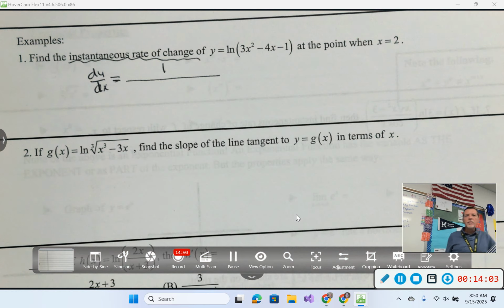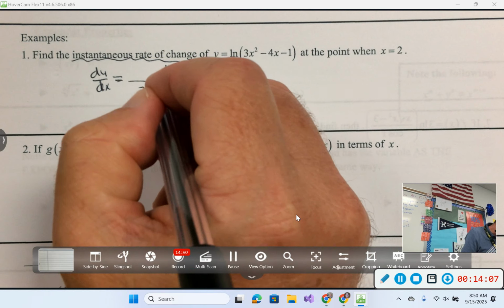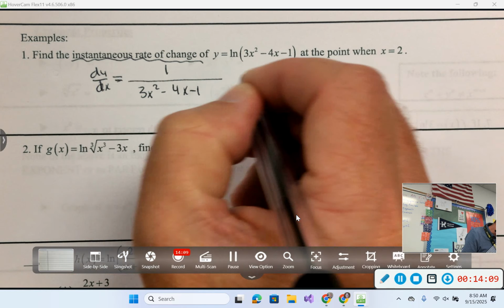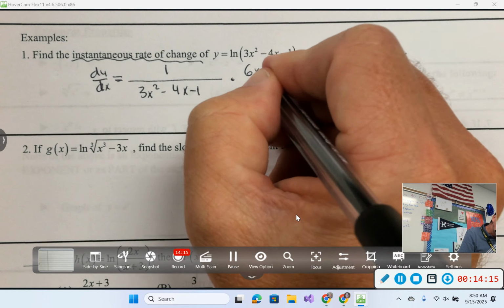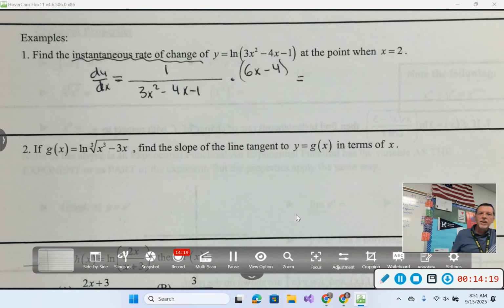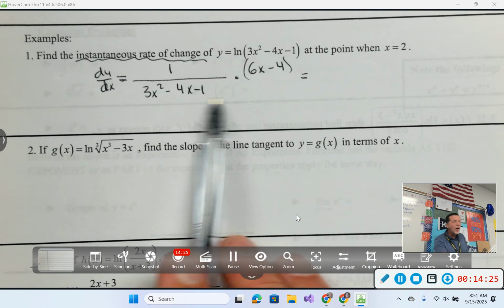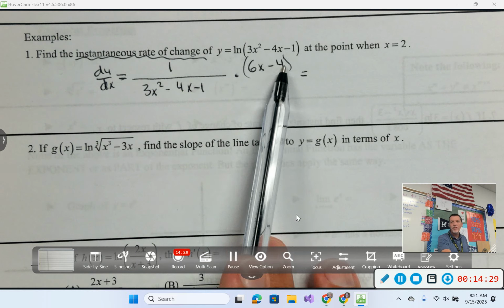So the derivative of a log is 1 over the argument, and then chain rule times the derivative of the argument, 6x minus 4. Thank you, sir. Again, that's how my brain thinks of it, because it's 1 over the argument times the derivative of the argument.